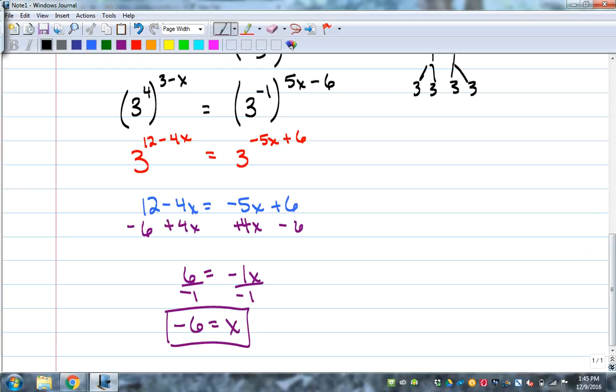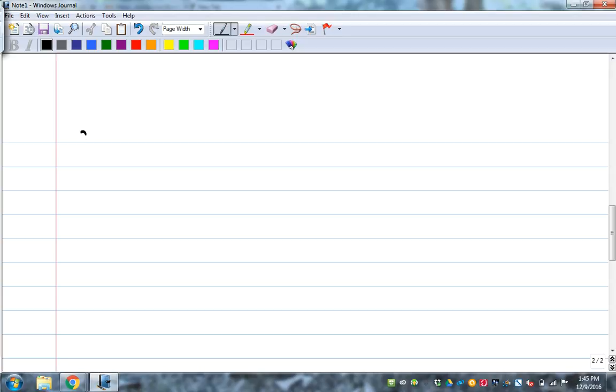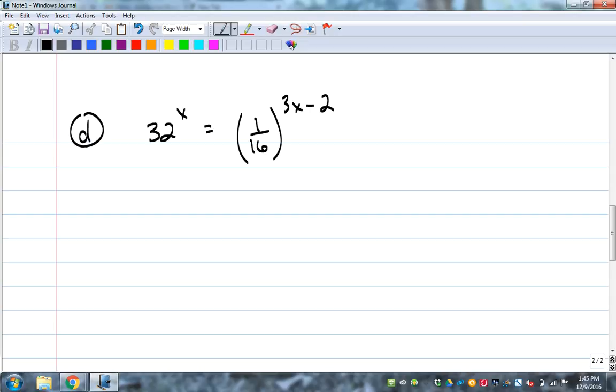All right. So let's think about D: 32 to the x power is equal to 1/16 to the 3x minus 2 power. Jordan says that 32 is 16 squared, so you can change that base? It's 16 times 2, so not squared. But let's start with that. 16 and 2. And that's 4 and 4. That's 2 and 2. And that's 2 and 2.